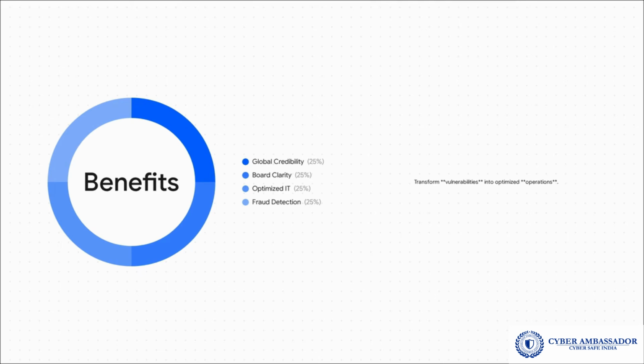Third, did you know that fixing these hidden governance issues can actually dramatically lower your total cost of ownership? That's optimized IT operations at work. And fourth, you get enhanced fraud detection. You put robust controls in place that make it incredibly hard for malicious insiders or hackers to manipulate your data. It turns your vulnerabilities into optimized ops that save money and build trust.